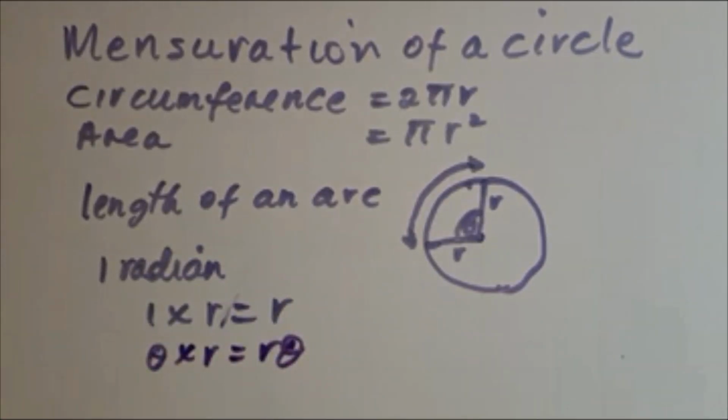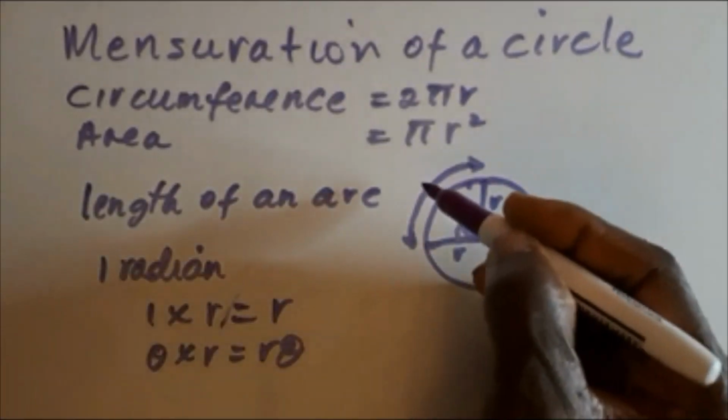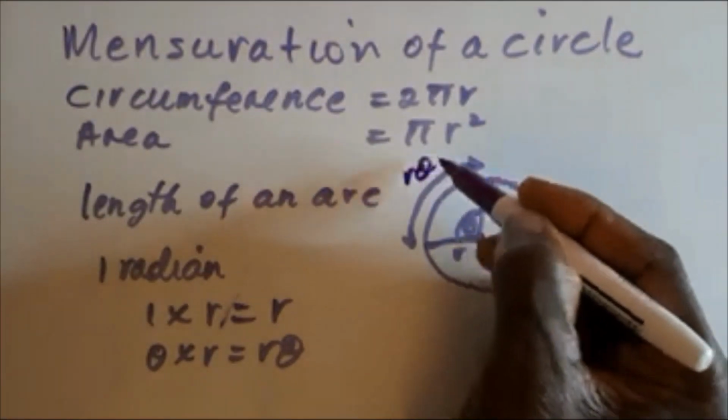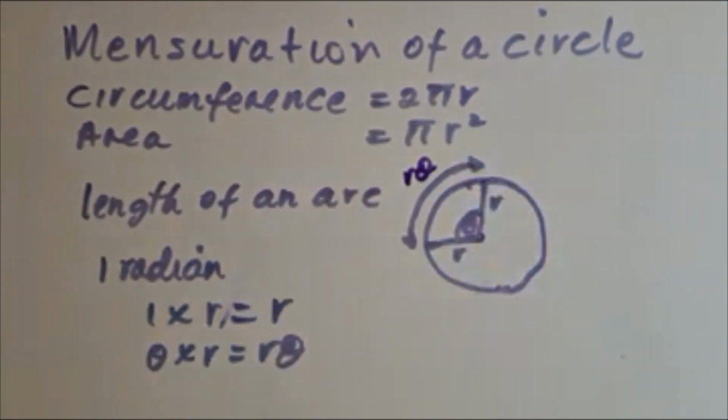It's really a good idea to understand how these formulas are derived, though it might be easy to remember them. And this is the first video here, which is just talking about the length of an arc. So this is r theta, the length of that arc.